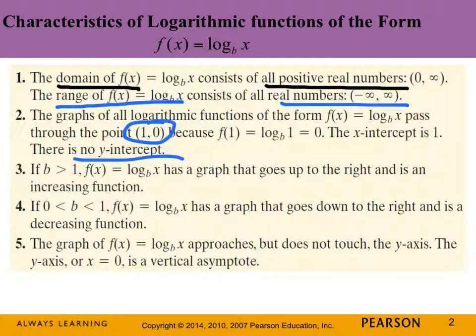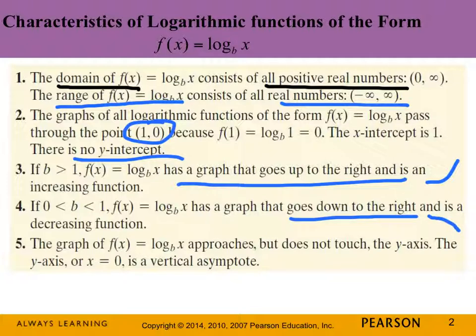Now, if b, the base, is greater than 1, then the graph goes up to the right and is increasing. So something like this. If the base is a number more than 0 but less than 1, then the graph goes down to the right and is decreasing, maybe something like this, a little more so. And then finally, the graph of the function approaches but will not touch the y-axis. So that means the y-axis is a vertical asymptote of the function.